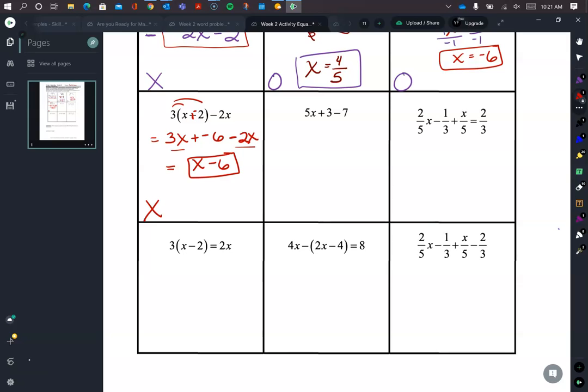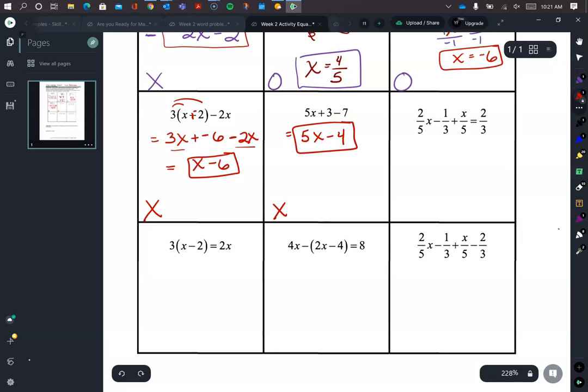Now this next one, 5x plus 3 minus 7, that's an expression. I'm just going to go through some of these real quick. So that would be equal to 5x minus 4. Done with that. Don't try to solve it.